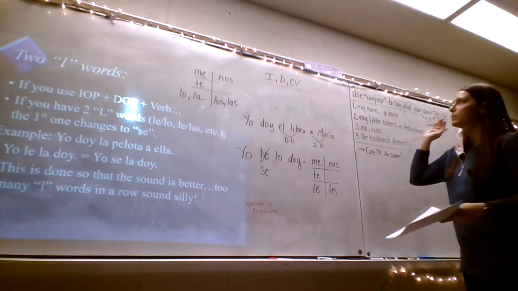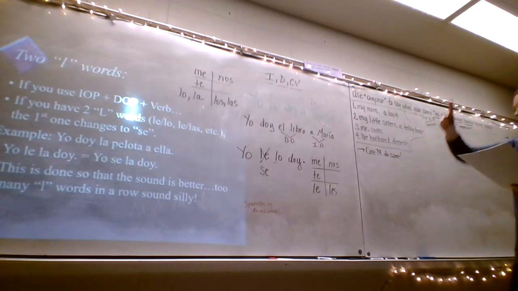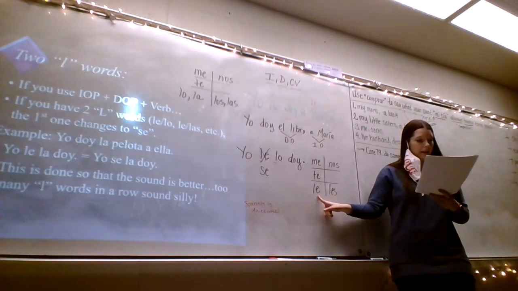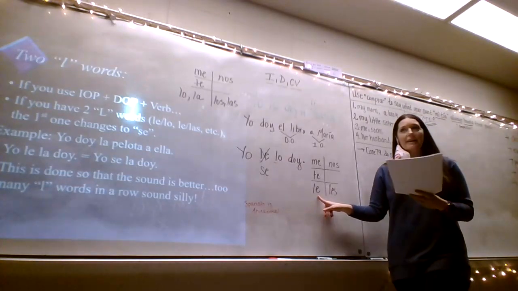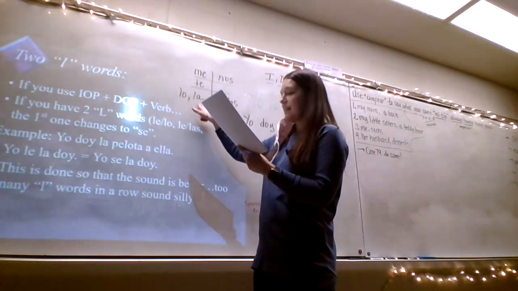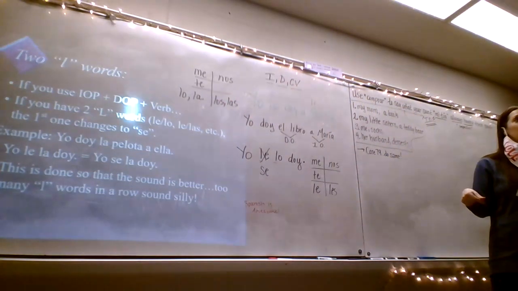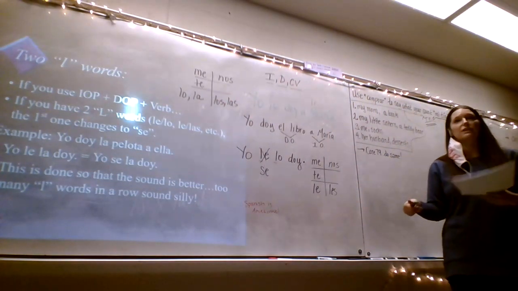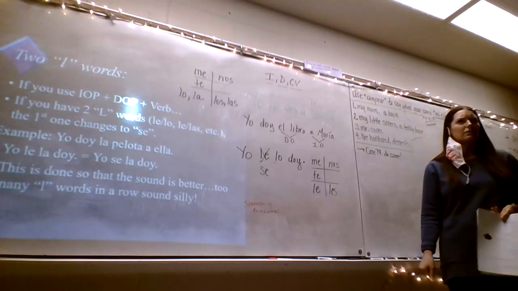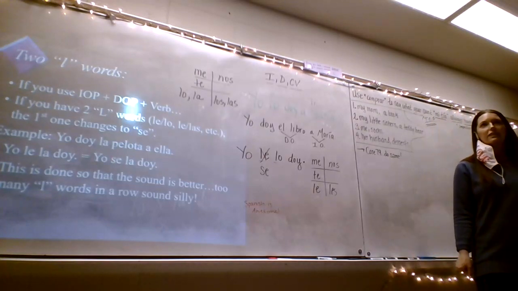So now we're going to write our formula. Yo, indirect first, which is le, direct second, which was la, conjugated verb, which is doy, and then we have to fix the first word to se. So se la doy, right? That's it. You got it?